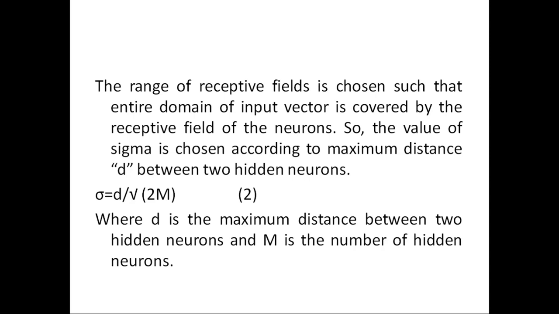So, the value of sigma is chosen according to the maximum distance. Then how do we decide this sigma? The sigma is selected by the formula sigma equals d divided by square root of twice m. M is the number of hidden neurons, not layers, and because there is only one layer, the number of neurons is m, and d is the maximum Euclidean distance. We calculate sigma as d divided by square root of twice m, right.